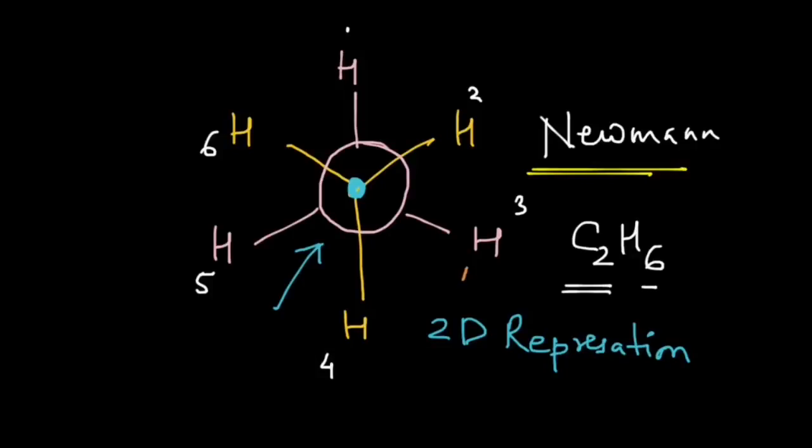This hydrogen can rotate and come over here. Then the hydrogen atom present here will go behind the 6th hydrogen atom, and the hydrogen labeled here will come behind this hydrogen atom. So we can see all the rotations that are possible with the help of Newman projections. Right, so let's go ahead and see how we can convert the dash and wedge formula to a Newman projection.